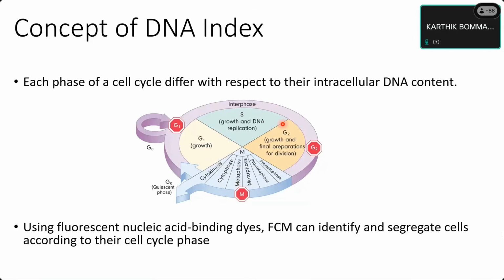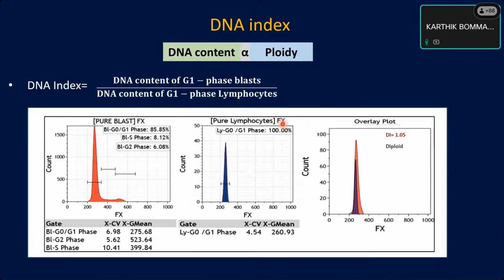Okay, so if you take a fluorescent dye which can specifically bind to the DNA, then the amount of dye binding to a cell is equivalent to the amount of DNA content in the cell. It's a very simple concept. So the DNA content in a cell is equivalent to the ploidy of the cell. Say a cell has 46 chromosomes and each chromosome, just as a representation, takes one dye. So if there are 46 dye molecules there, it is diploid.